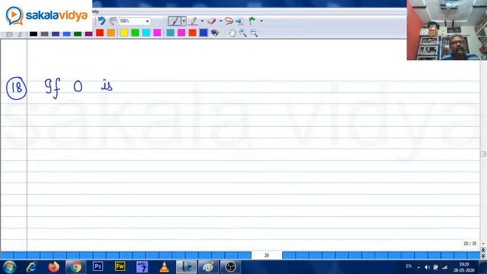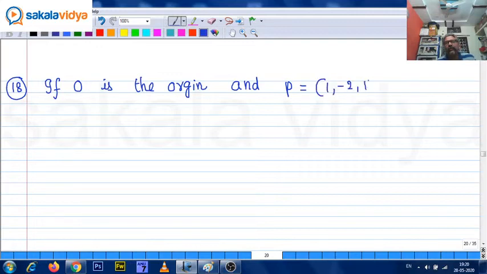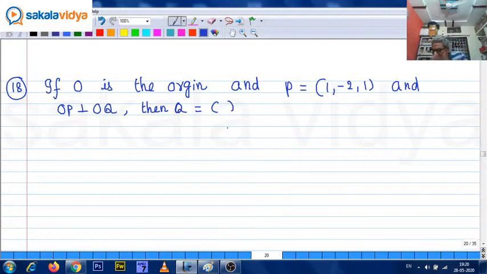If O is the origin and P equals 1 comma minus 2 comma 1, and OP is perpendicular to OQ, then Q is equal to, that means Q coordinates.